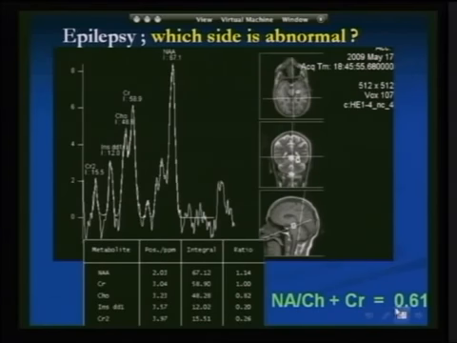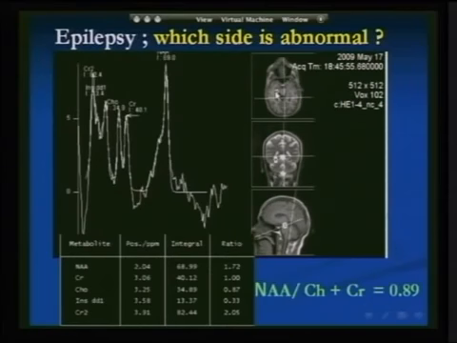Normally, it should be more than 0.65. It is abnormal on the left side, while on the right side, it is 0.89. So there are metabolite alterations on the left side, which corresponded to the EEG results.